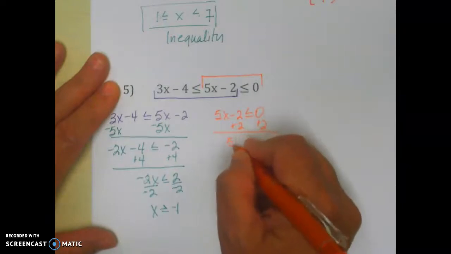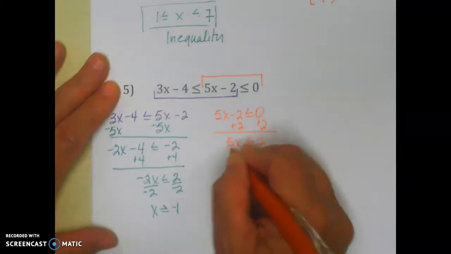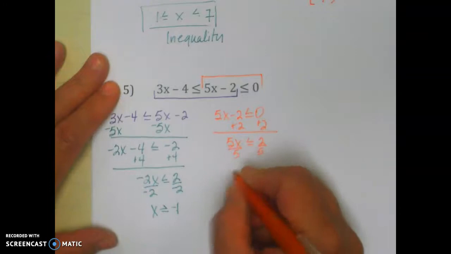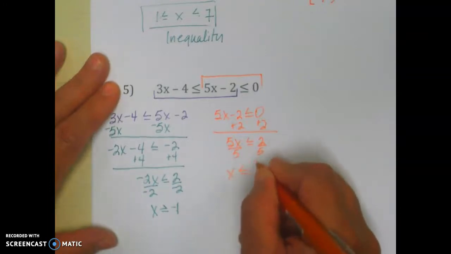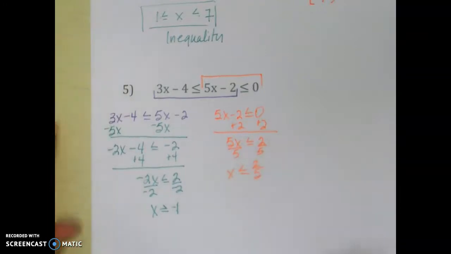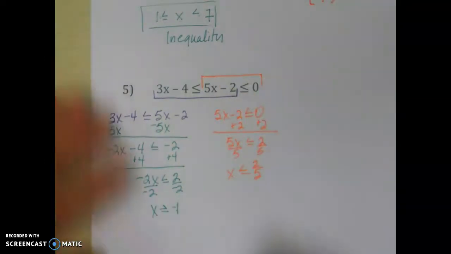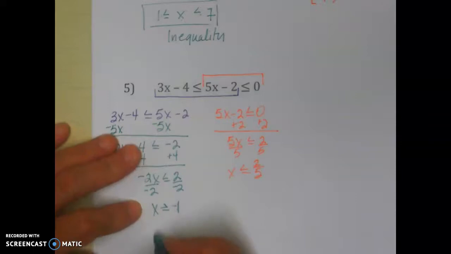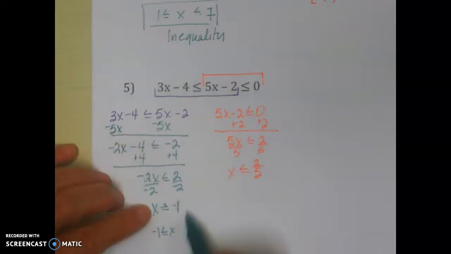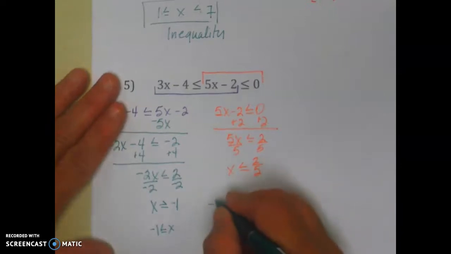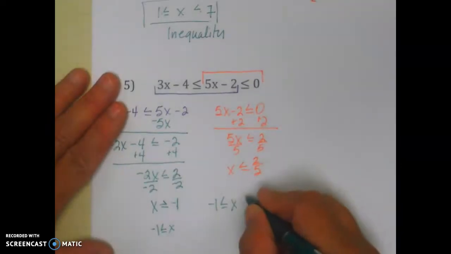So with 5x is less than or equal to 2, I'm going to divide by 5. So x is less than or equal to 2/5. Okay, if we started with our x in the middle, then our inequality is going to have an x in the middle. And notice that x is greater than negative 1, which is the same thing as saying negative 1 is less than or equal to x, right? Those are the same thing. It's still pointing at the negative 1. So my inequality is going to be negative 1 is less than or equal to x is less than or equal to 2/5.